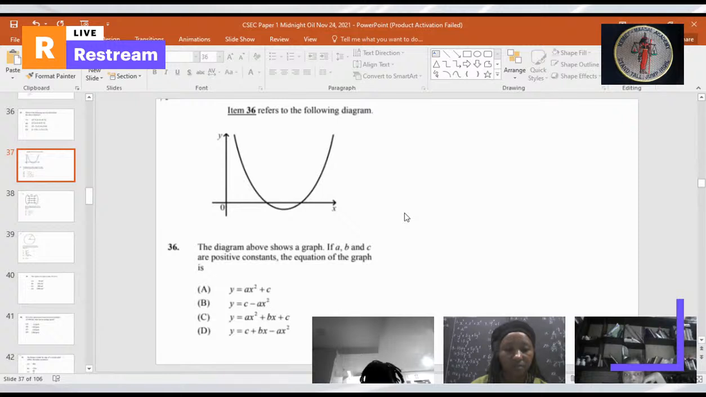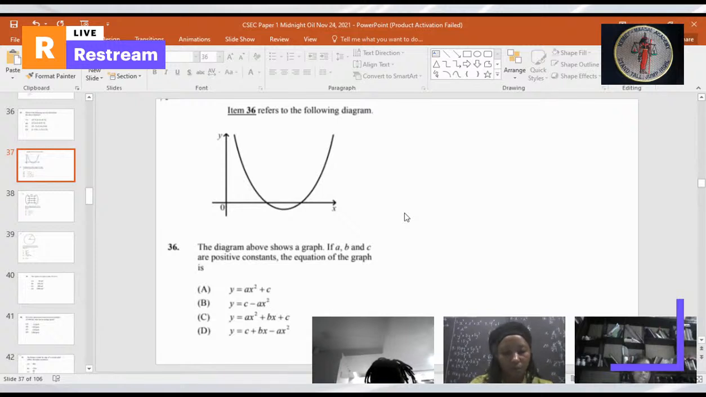So we can eliminate which two immediately? Since they tell us A, B, and C are positive constants, miss, we would eliminate A and B. Why? Miss, because B isn't in the equation, and also in C and D, B is a positive constant.